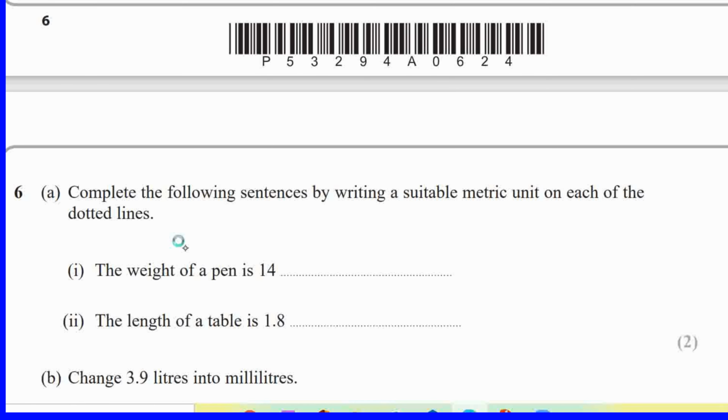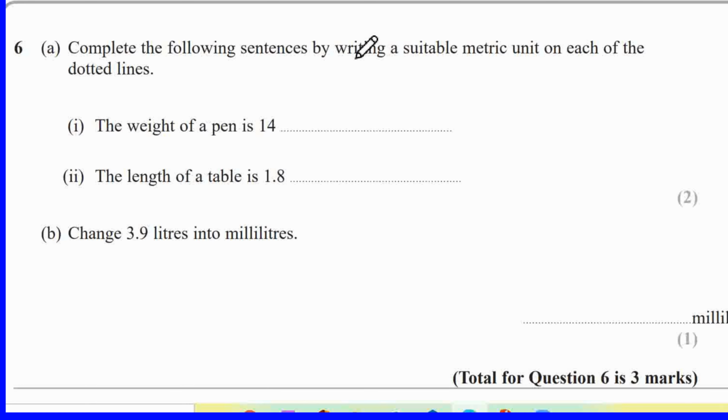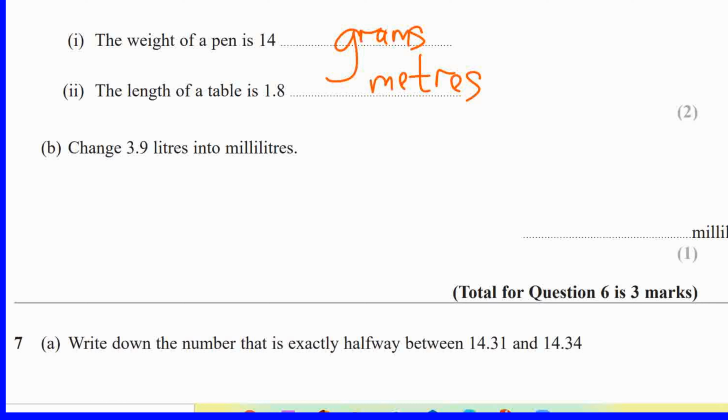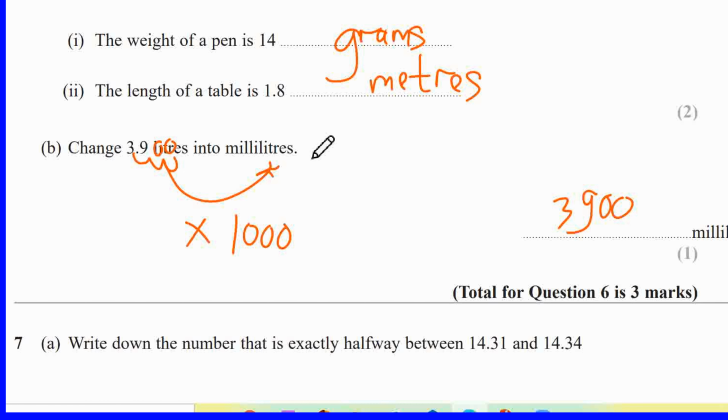Now, number 6, complete the following sentences by writing a suitable metric unit on each of the dotted lines. The weight of the plant is 14 grams. The length of the table is 1.8 meters. Convert 3.9 liters into milliliters. From liter to milliliter, we multiply by 1000. We move the decimal 1, 2, 3 places, so it's 3,900 milliliters.